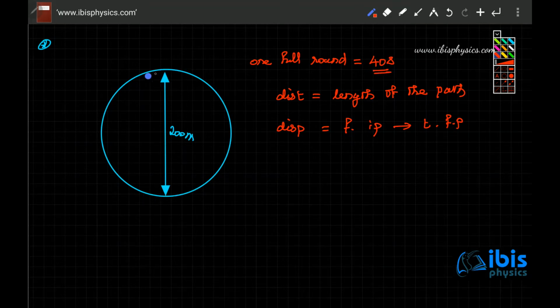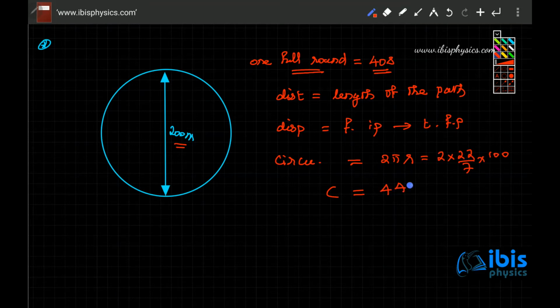He completes one full round in 40 seconds. What is the distance for one complete round? One complete round means circumference. So the circumference of the circular path is equal to 2 pi r. They say the diameter is 200 meters, so the radius, which is half of the diameter, is 100 meters. 2 into 22 by 7 into 100 does not cancel out equally, so we'll keep it that way. 2 into 22 is 44, 44 into 100 is 4400, so 4400 by 7 meters.